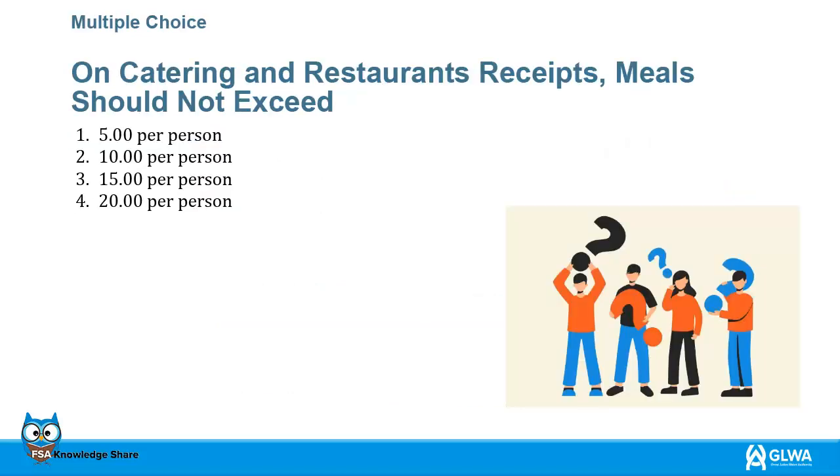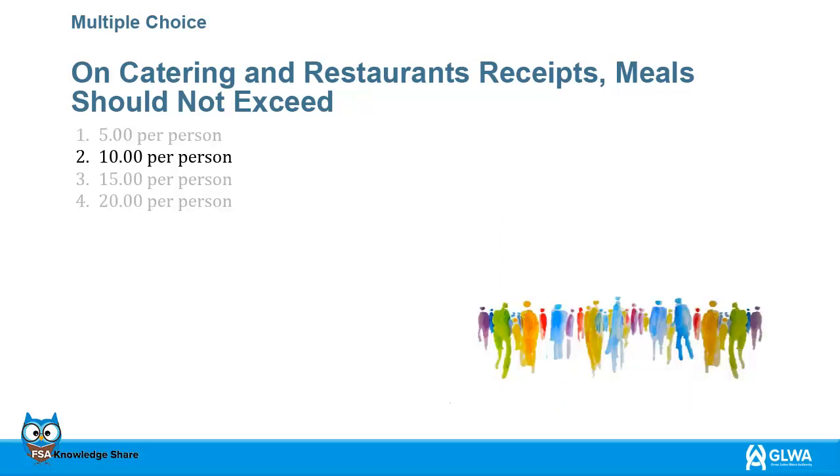On this slide is a multiple-choice question. On catering and restaurant receipts, meals should not exceed $5 per person, $10 per person, $15 per person, or $20 per person. On catering and restaurant receipts, meals should not exceed. The answer is $10 per person.